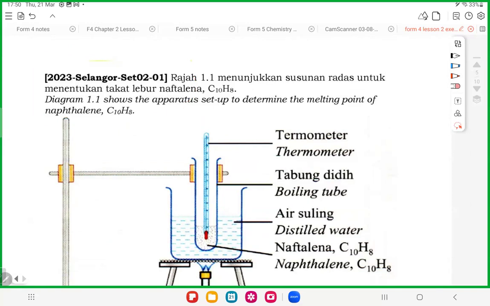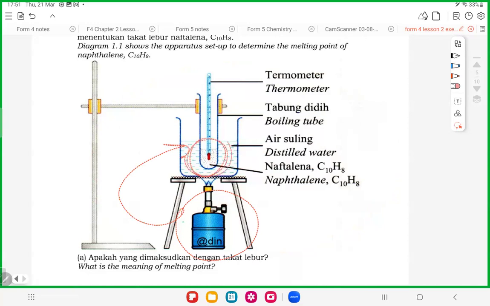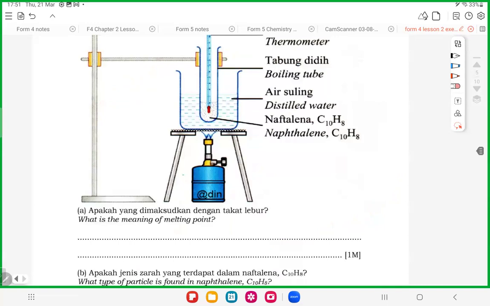The question says, this diagram shows the apparatus setup to determine the melting point of naphthalene. Everyone should know this picture, isn't it? This is a heating curve. This is indirect heating. Why? The Bunsen burner heats the water, and eventually the water heats the substance. So first question, what do we mean by melting point?